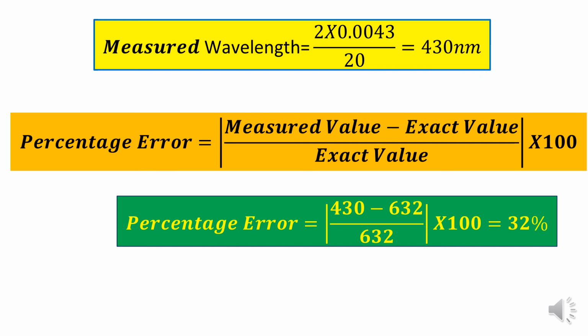This error is large. There are many reasons for this, right? Maybe slight tilting of the mirrors is there. Because the screws we have to move in such a way that both the mirrors should be exactly perpendicular to the beam. That sometimes is not achieved. That's why error is there.